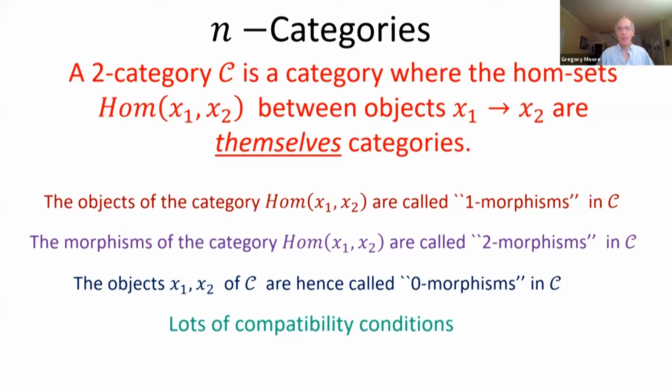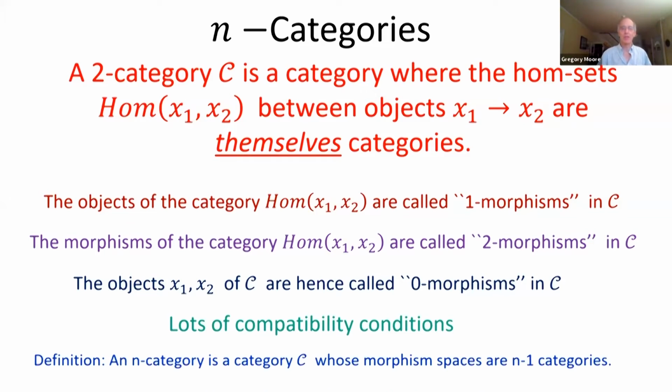And then we can compose these morphisms in various different ways. And so there are lots of compatibility conditions I'm not going to write out. But that gives you some sense of what a two category is like. And then an N category is simply a category C whose morphism spaces are N-1 categories. A very good example of an N category is the unoriented Bordism category of manifolds with corners of dimension less than or equal to N.